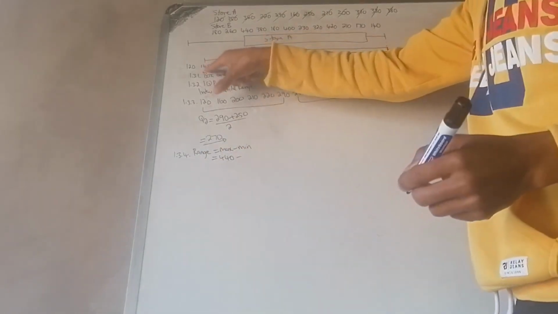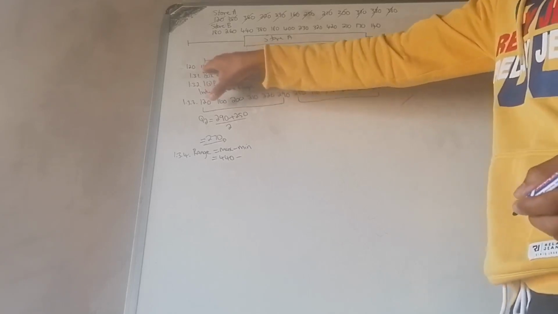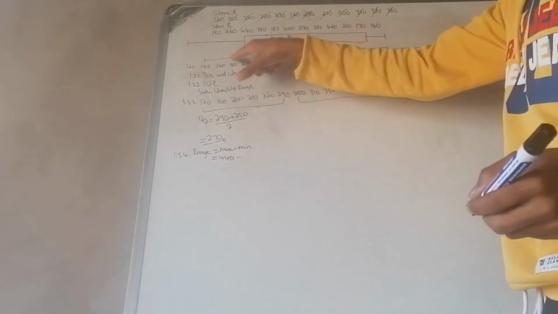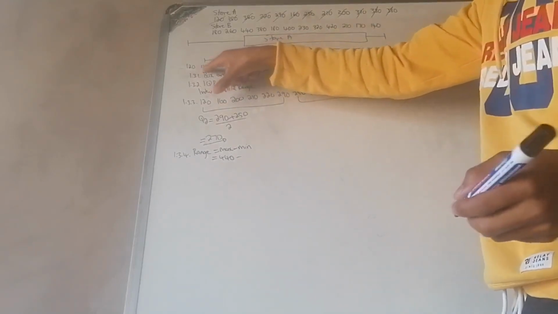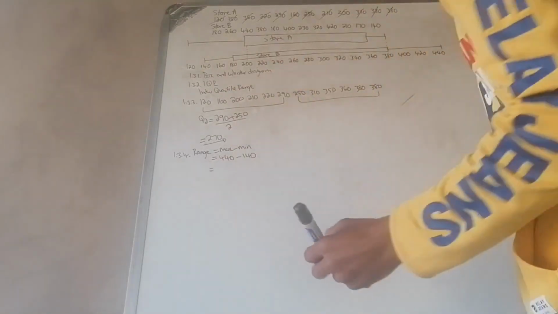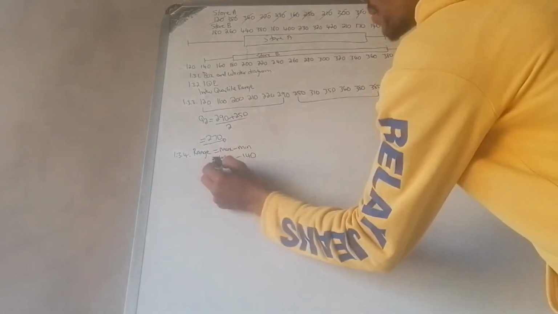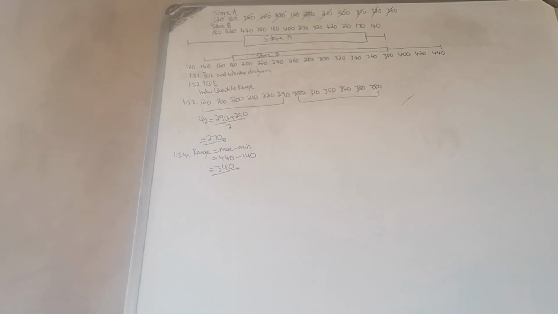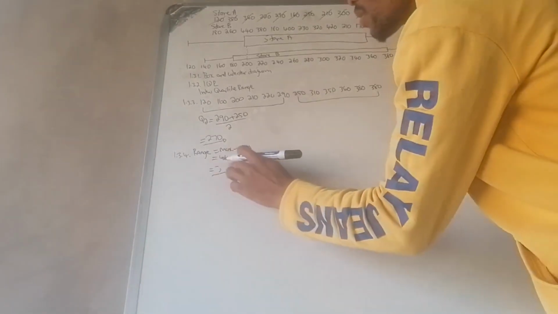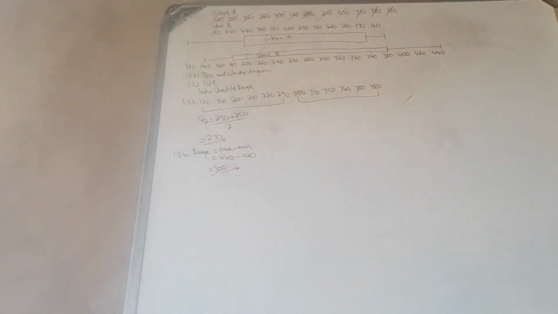Minus 140. Looking at the box and whisker, this is shown as the minimum. Remember, the minimum, Q1, Q2, Q3 and the maximum. So the minimum would be 140. Be careful. What is 440 minus 140? That should give you 300. Are we fine?